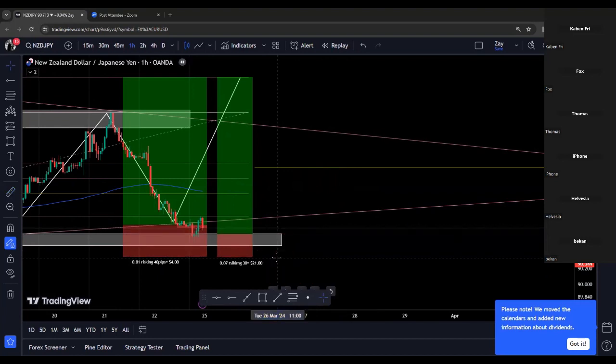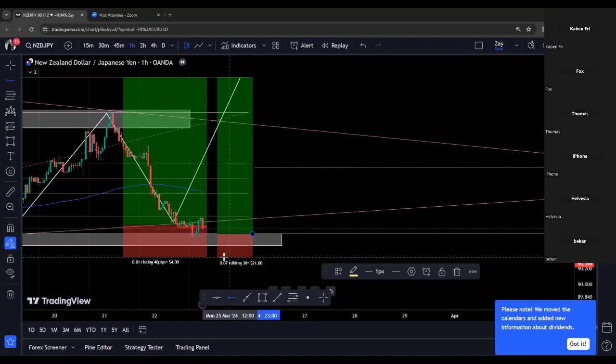Okay. So when you say you don't understand how pips are calculated, are you talking about with the lot size, when you say 30 pips, how do you know? I don't know. Okay. I got you. No, you're fine. So we enter in here and we're getting out here.